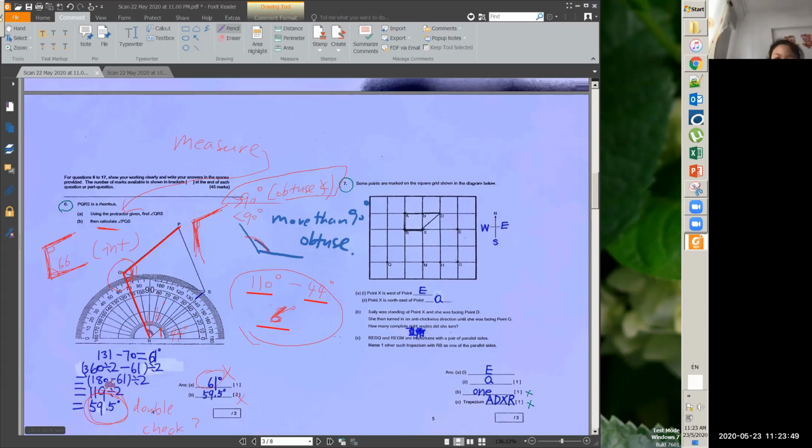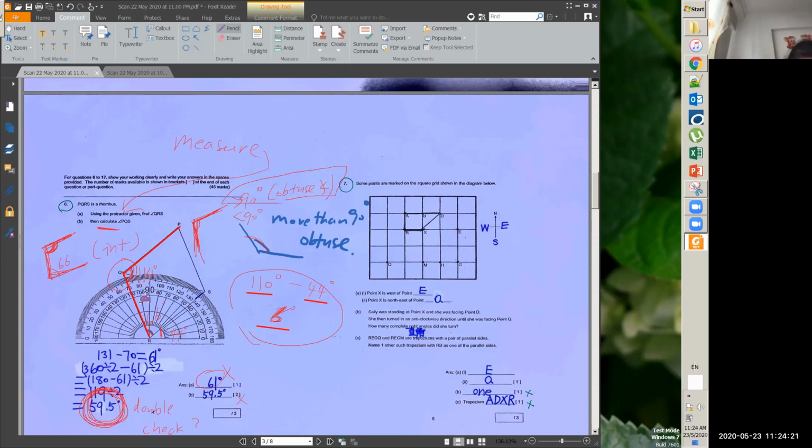You look at your answer. What does your answer show? Because it says PQS. Very good. So what's the answer for this? 180 minus 66. 114. 114, right? Okay. Yes. So this is 114.